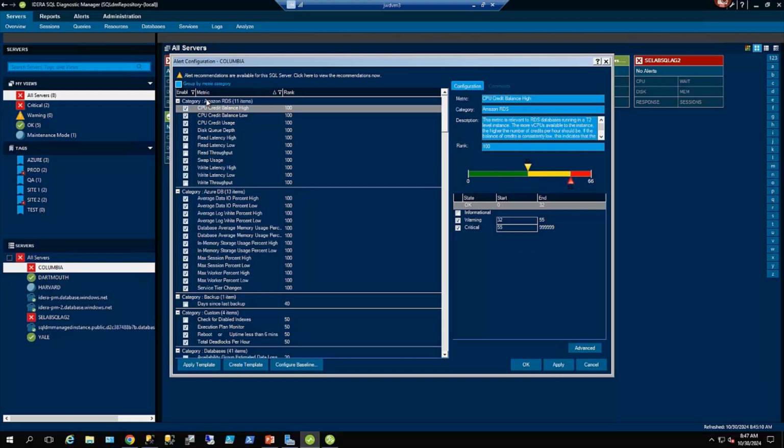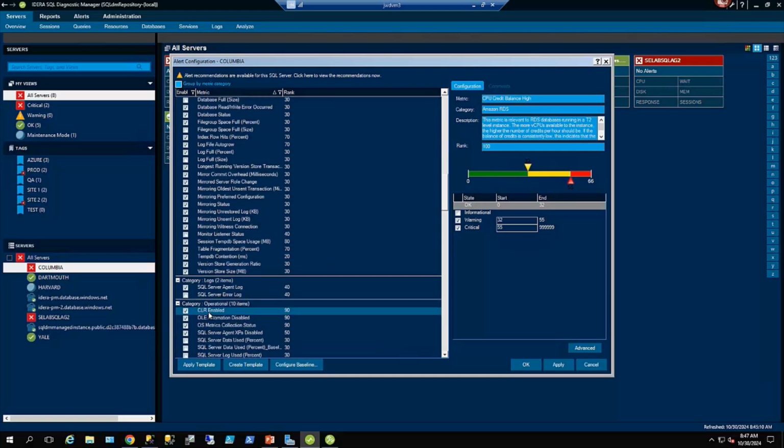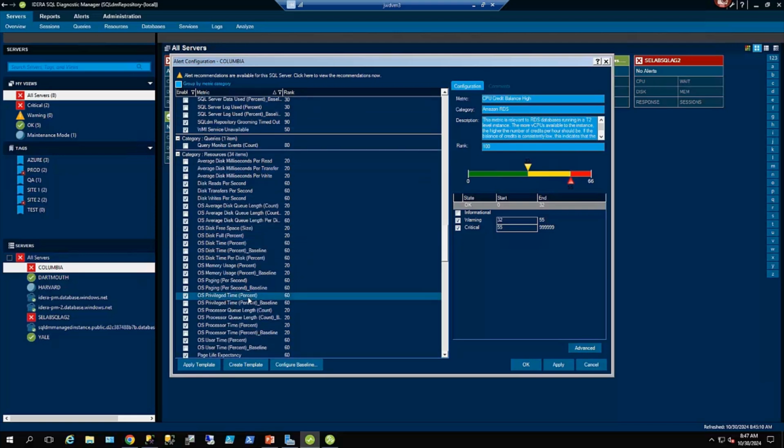So the first thing you want to do is maybe go through the list of metrics and add and subtract the things that are important to you. The metrics are organized in different categories. So we have RDS, Amazon metrics, we have Azure metrics, we have metrics specifically around the health of availability groups and database metrics, metrics around operational issues like is CLR on or is CLR off, is OLE automation on or off. We have metrics around resource utilization of your SQL Server. So CPU, memory, disk, and stuff of that nature.